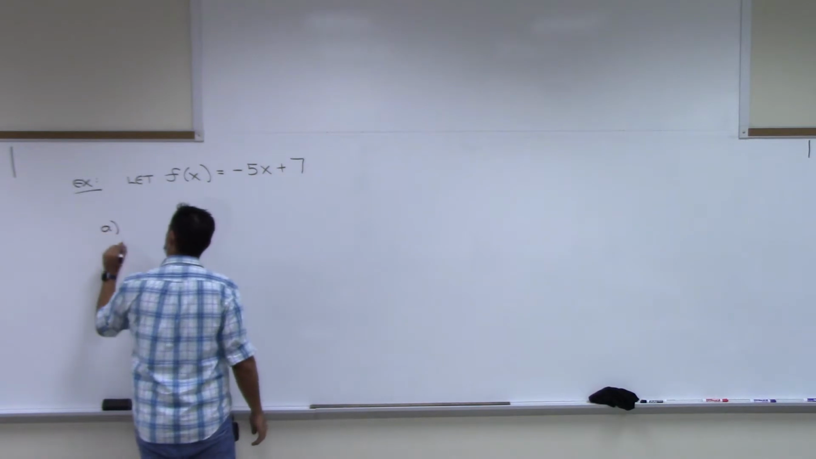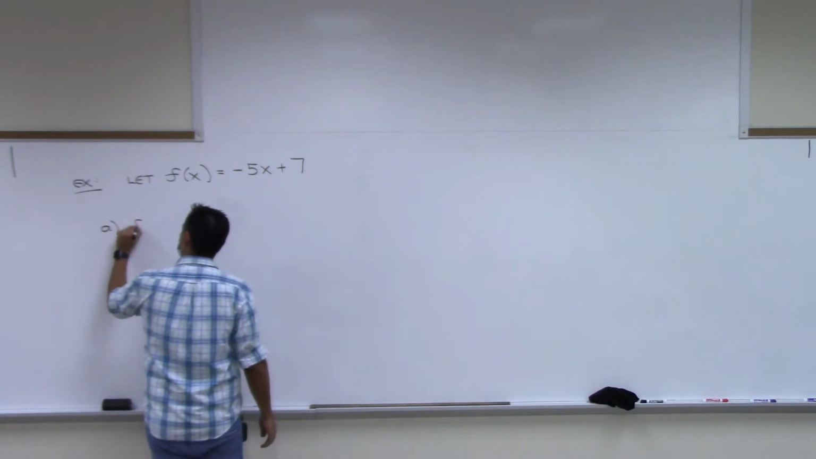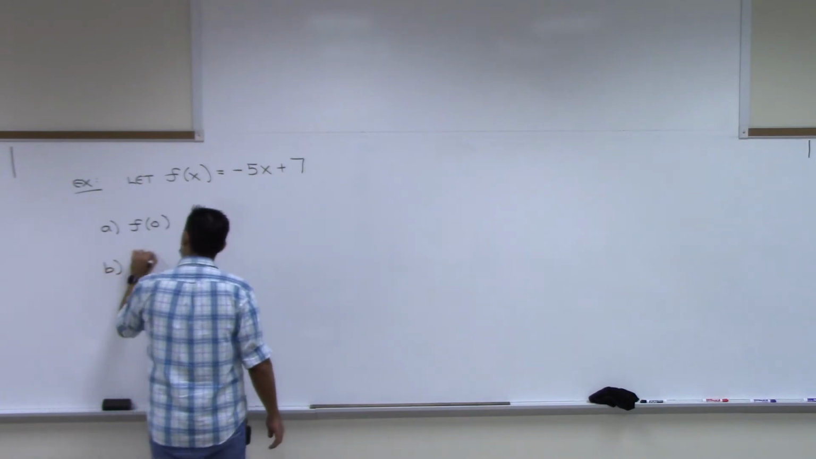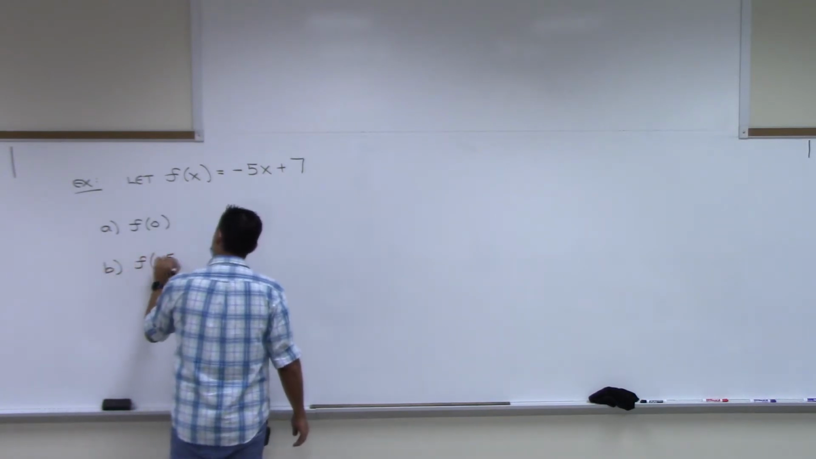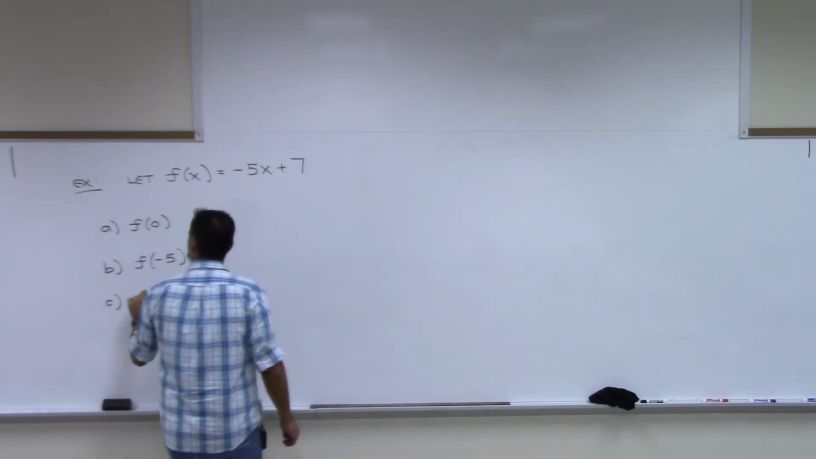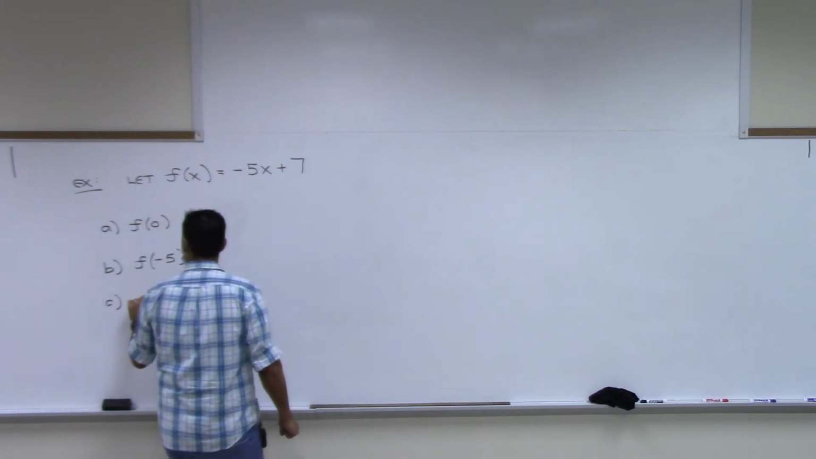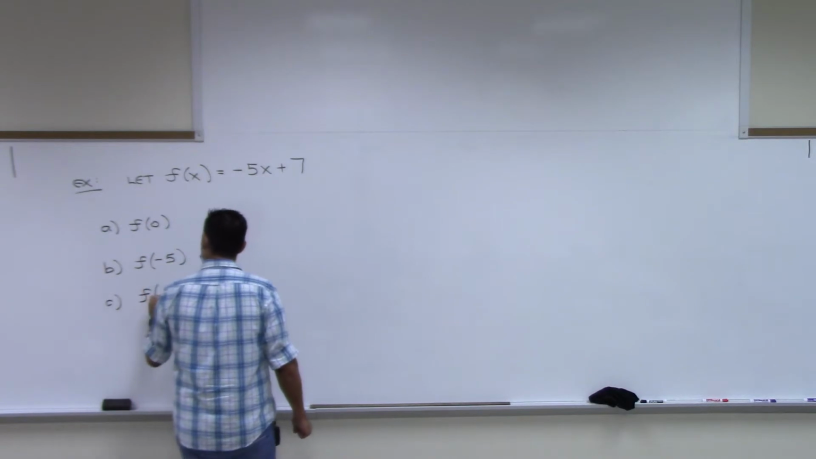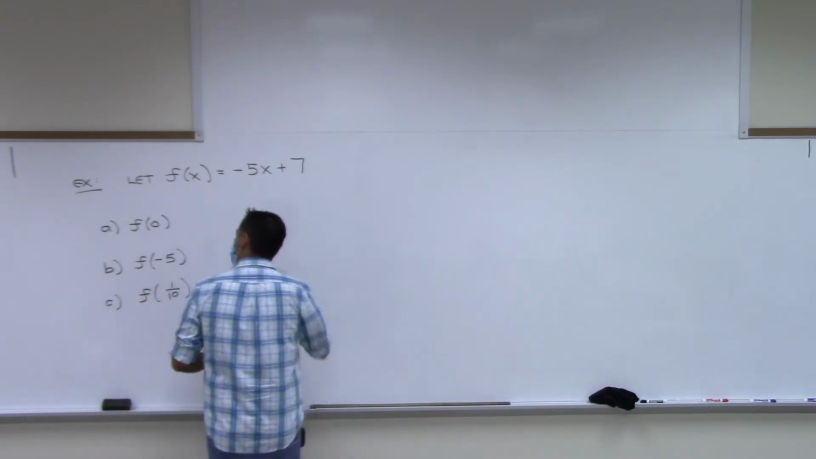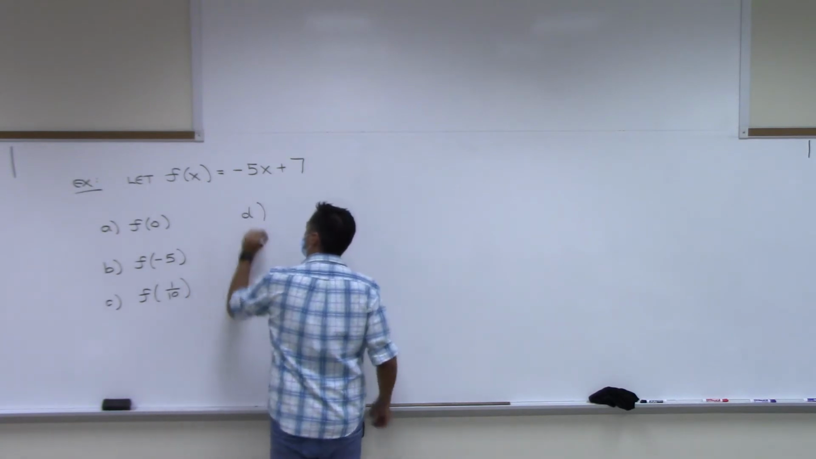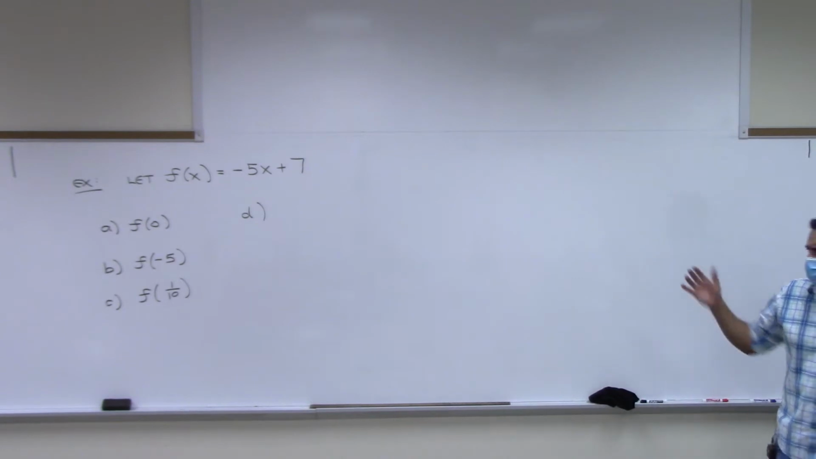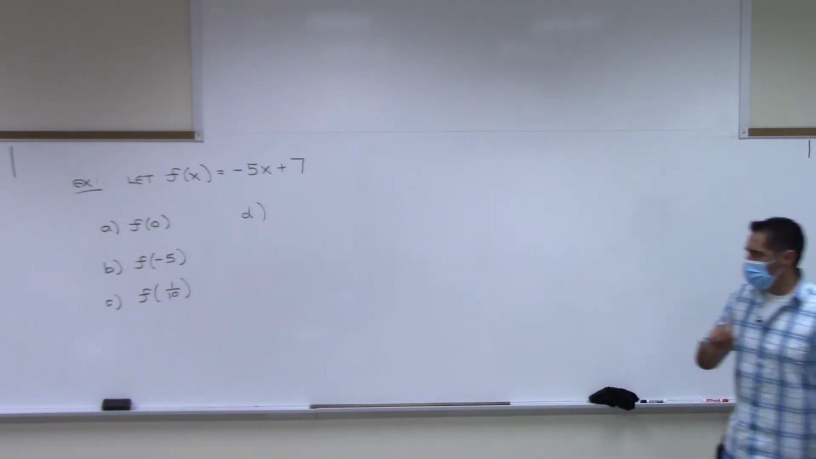First thing, I want you to find f of 0. Then I want you to find f of negative 5. Then I want you to find f of 1/10. And so those three problems are very similar to what I just did, right? We did those. This is where things are going to be different.